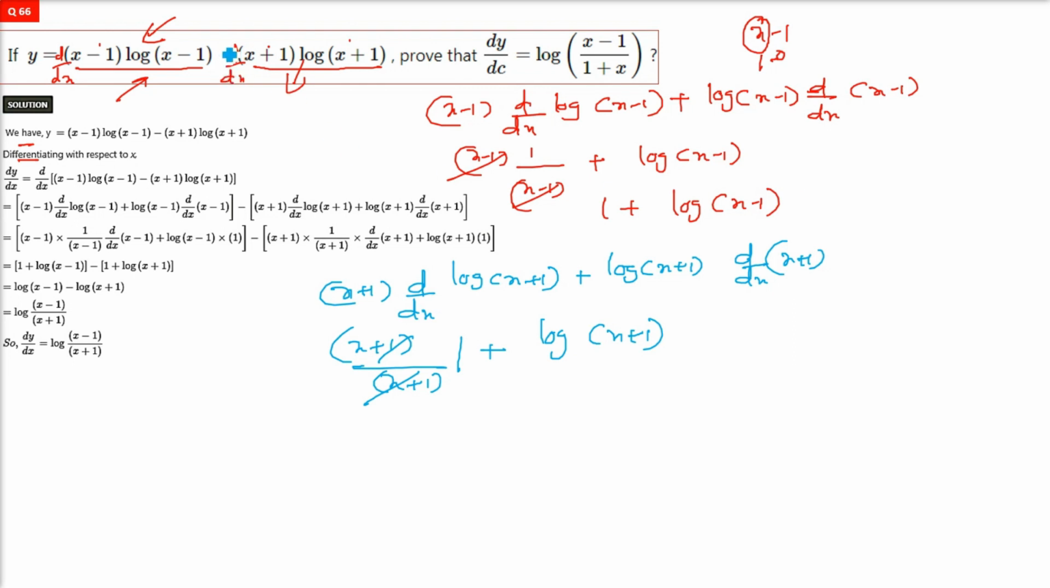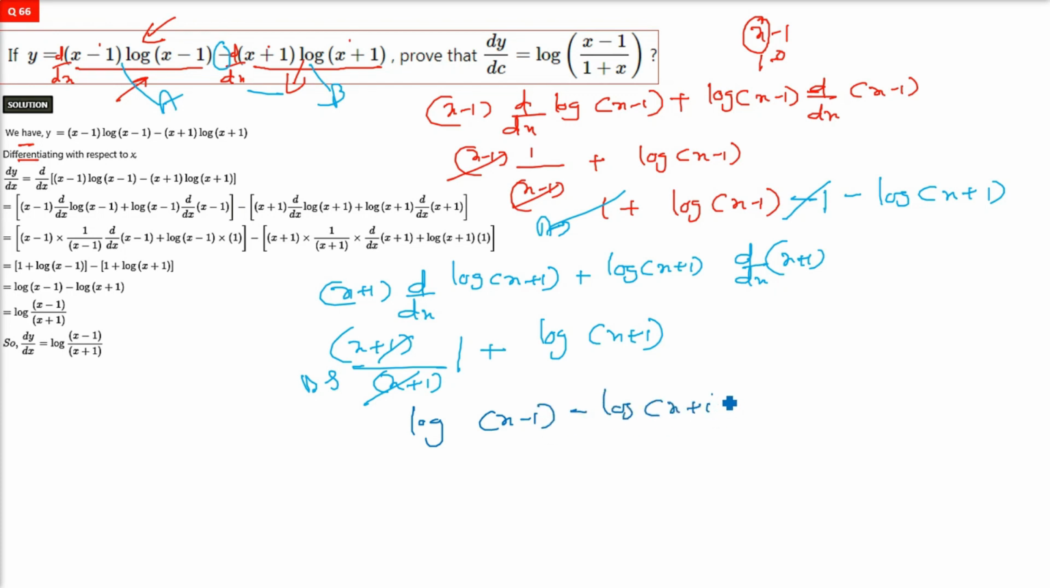Now the first was 1 plus log x minus 1. If this is A, this is B. The differentiation of A is this one. The differentiation of B is this one. Now we have to apply A minus B. So I am writing minus 1 minus log x plus 1. 1 gets cancelled. You will get log x minus 1 minus log x plus 1.